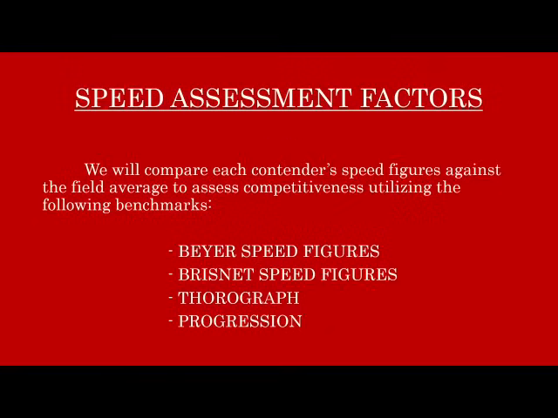So, part three of our Elements of Handicapping series for the Kentucky Derby is speed. It's the record and evaluation of each contender's speed figures in comparison to the field and Kentucky Derby pars. For our speed assessment factors, we will compare each contender's speed figures against the field average to assess competitiveness utilizing the following benchmarks. We're going to use the Beyer speed figures, the Brisnet speed figures, and then we'll use the Thoroughgraph as well. Then we'll have an evaluation based upon potential progression or regression.